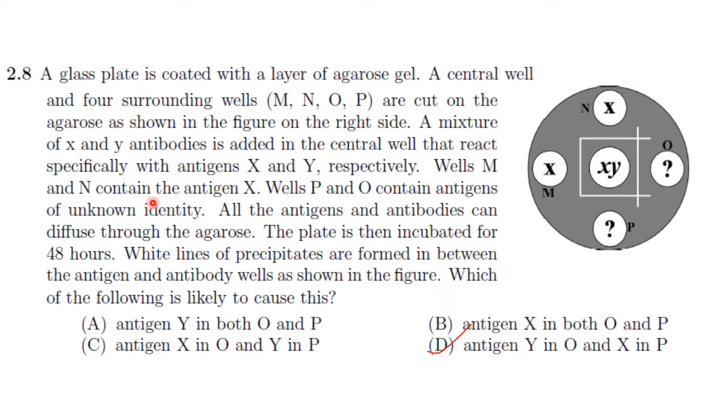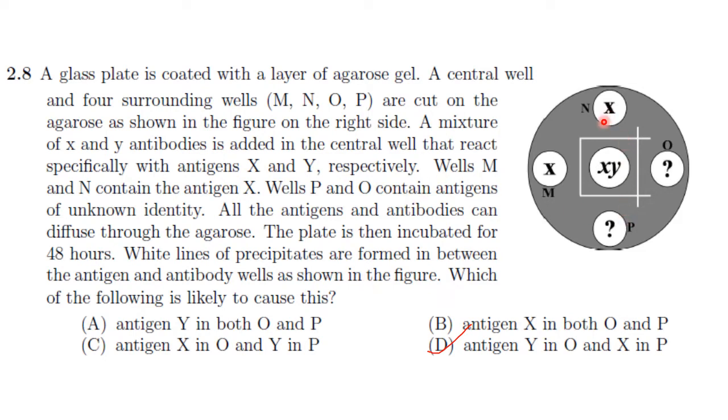Wells M and N contain the antigen X. Wells P and O contain antigens of unknown identity. All the antigen and antibody can diffuse through the agarose. The plate is then incubated for 48 hours. White lines of precipitate are formed between the antigen and antibody wells. These are the white lines of precipitate. Which of the following is likely to cause this?